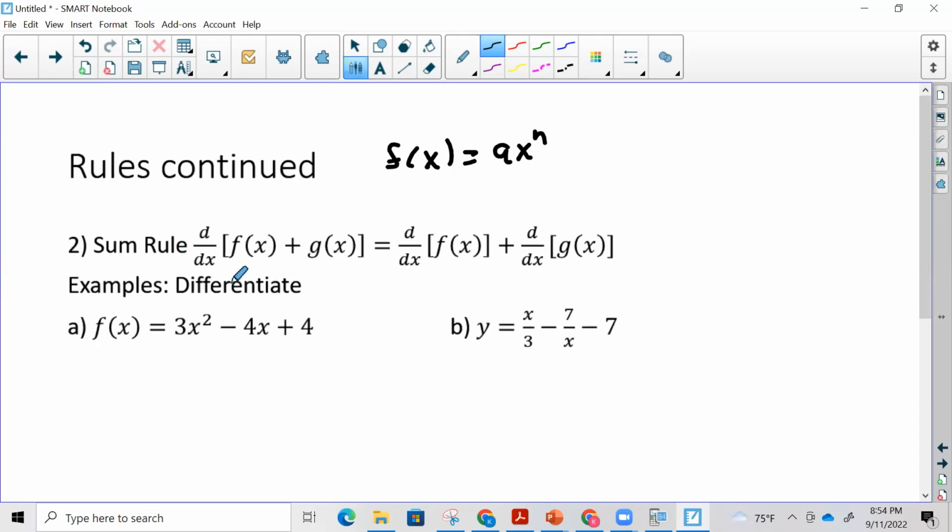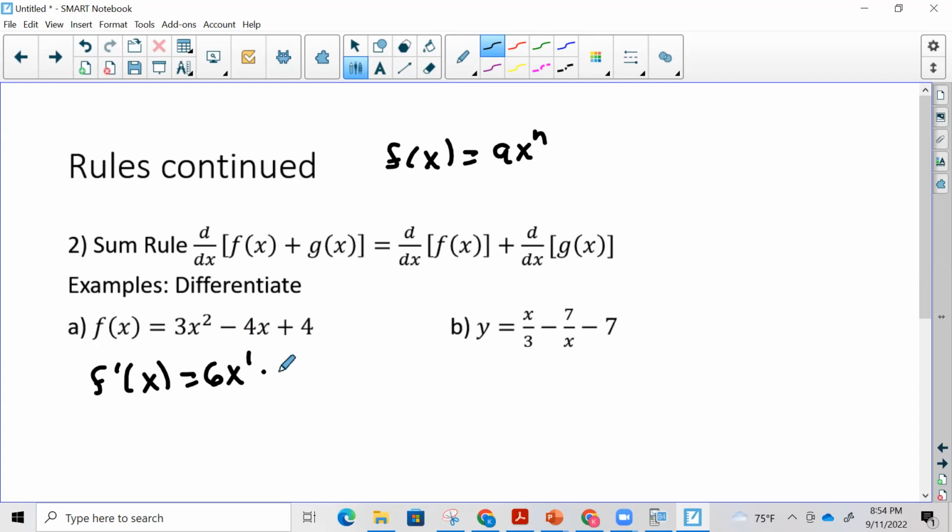So if I have f of x plus g of x, I take the derivative of f of x, and then I take the derivative of g of x, and I have plus. This rule also works for minus as well. When I take the derivative of 3x squared, it would be 3 times 2, which is 6, and then x to the 2 minus 1 is 1.